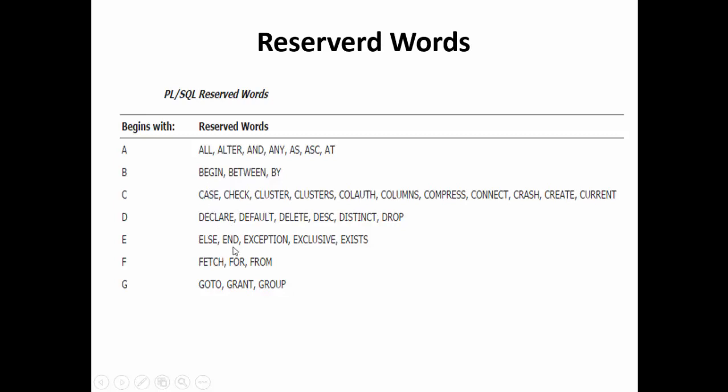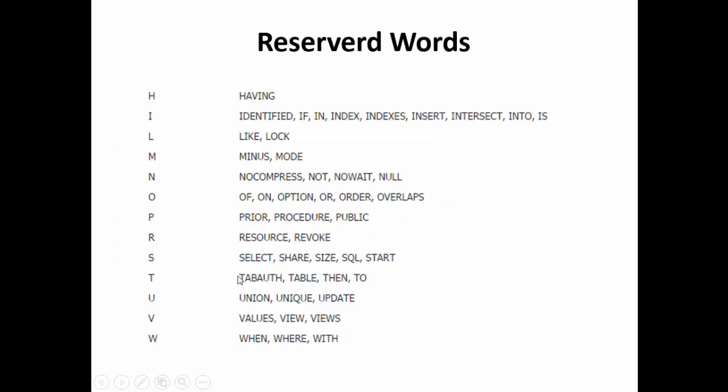So else, end, exception, exclusive, exists, fetch, for, from, goto, grant, group. So I arranged them in alphabetical order. Look at this: having clause, having, identified, if, and index, indexes, like that. Select is a reserved word.